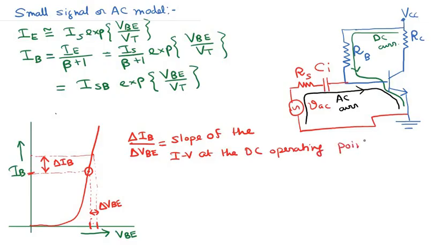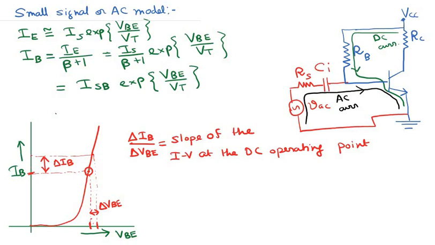So this is equal to the slope. The slope of the base current versus the base to emitter voltage in this region is important as far as the AC current and the AC voltage of this transistor is concerned, because the slope of this IB versus VBE curve in this region dictates the small increase in base current, delta IB, due to the small increase in base to emitter voltage, and this small increase in the base to emitter voltage is due to this AC voltage source.